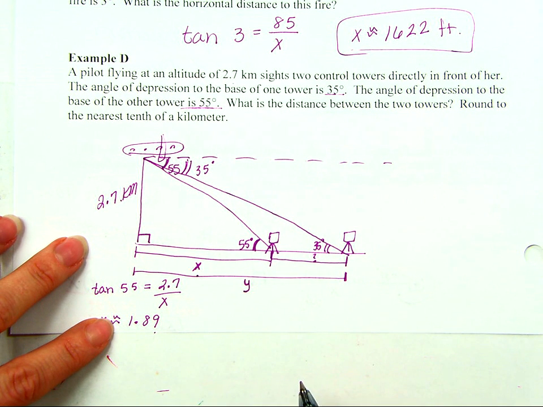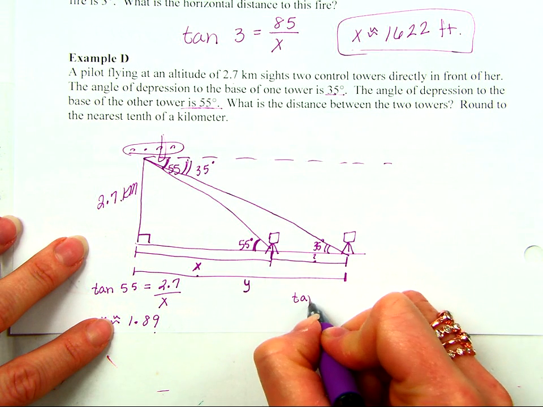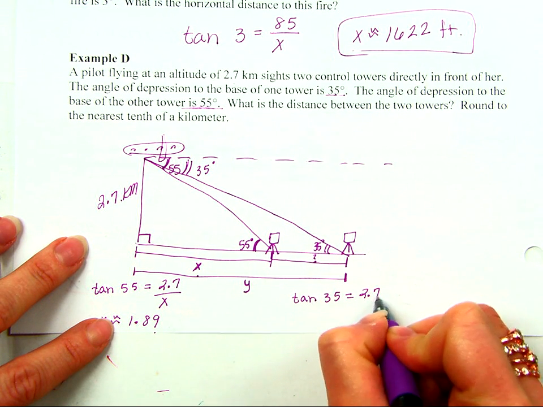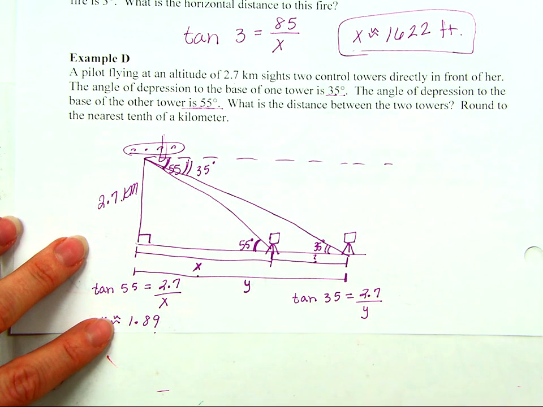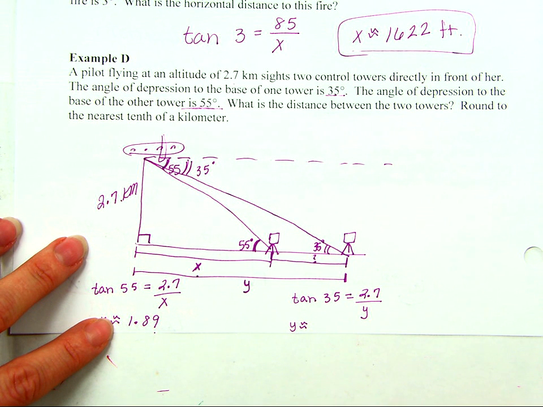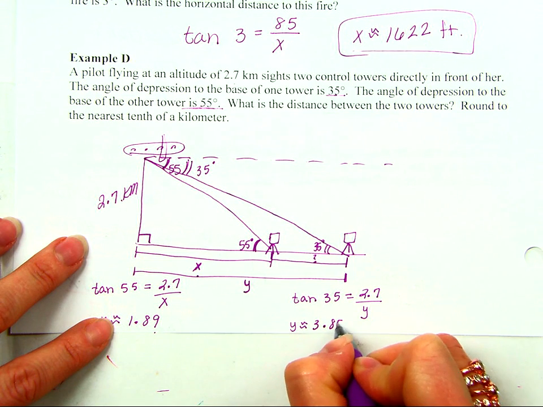I have the same altitude; my angle is what changes. So here I have the tangent of 35 equal to 2.7 over y. And as I calculate that and round it to the nearest hundredth, 2.7 divided by tangent 35, I find that it's about 3.85.